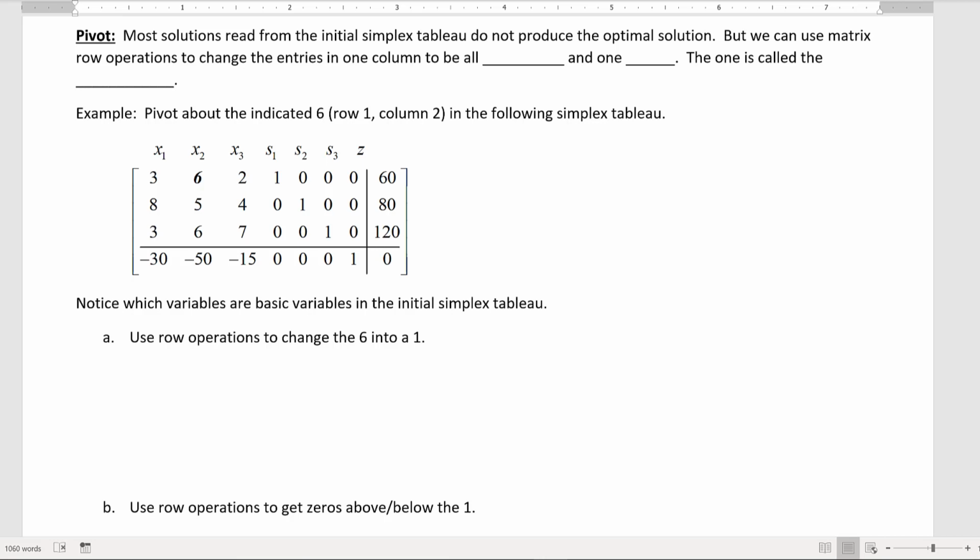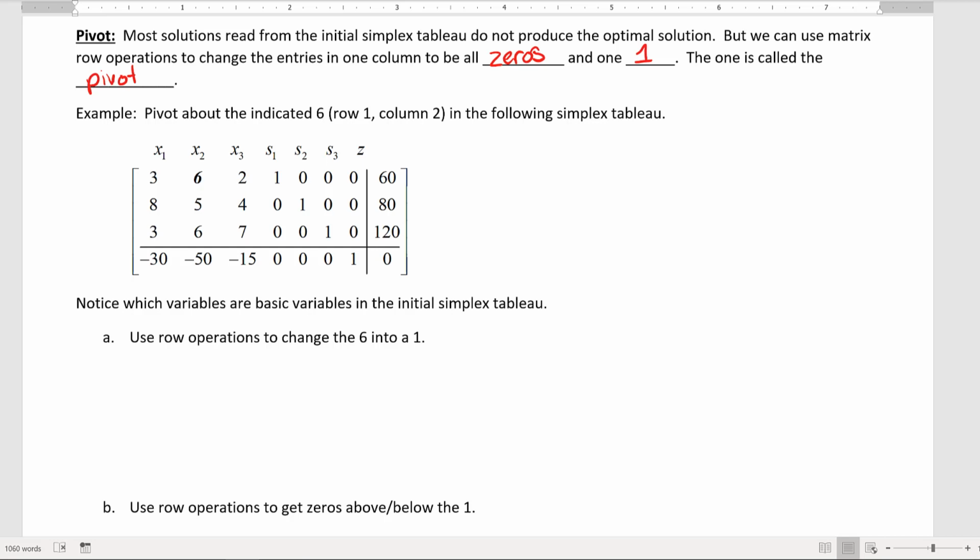Next, we're going to learn about the pivot. Most solutions read from the initial simplex tableau don't actually produce the optimal solution. But what we can do is use matrix row operations to change all the entries in one column to be all zeros and a 1, and that 1 is called the pivot. So basically we're changing our initial simplex tableau to an equivalent simplex tableau, and hopefully we'll get a better solution.